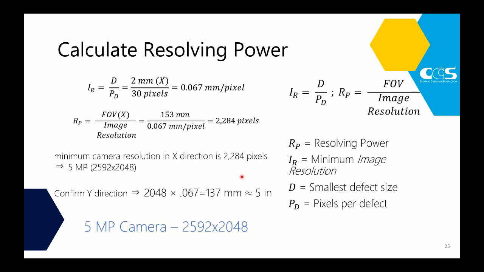So a 5 megapixel camera, which would be 2,592 pixels by 2,048. And we can confirm it in the y direction to make sure that that works as well. So 2,048 pixels times our image resolution is about 137 millimeters, so about 5 inches, which was plenty for a field of view in the y. So we know we need a 5 megapixel camera based on just our formula and what we want to see and how we want to see it.